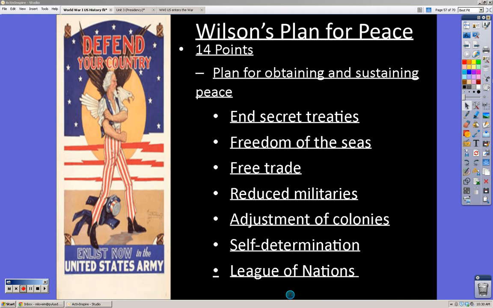So some of the things he wants: to end these secret treaties, freedom of the seas, free trade, reducing militaries, adjusting colonies, self-determination. Self-determination is when countries can decide what kind of government they want. And then finally, which was his most important and kind of his baby, was the League of Nations. If you look at this list, you can see that the causes of the war are all addressed here, so he doesn't want the same sort of things to happen again as what happened to start the war.